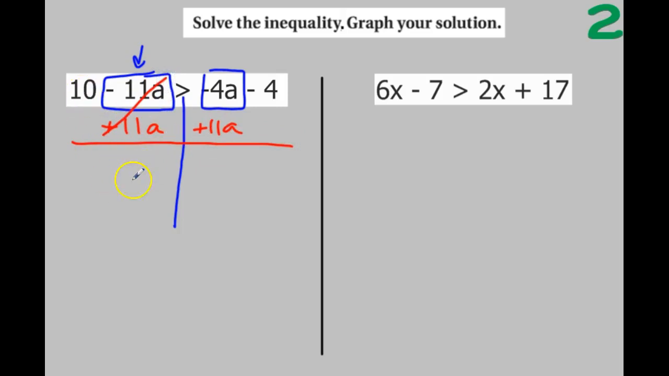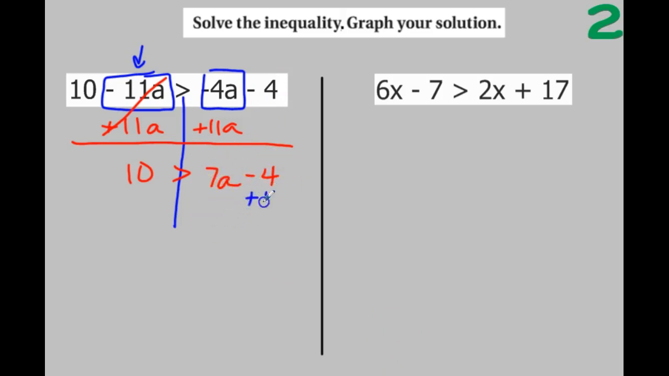So those are gone. We have a 10 left over here. Negative 4 plus 11 should give me a positive 7a. And then a minus 4. Now we have all the letters together. We need to get the a all by itself, doing the order of operations backwards.